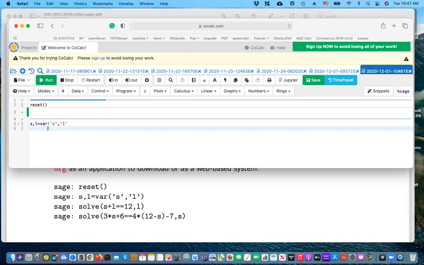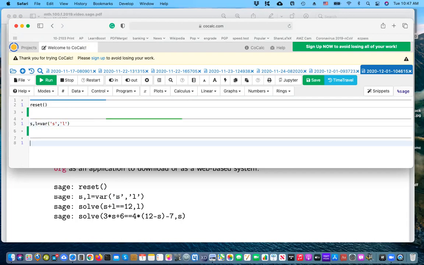Okay, I hit the return button. What happened? Nothing. It put a character return in. Remember this, what I have to do is hit shift return. It executes the command. I want to tell you what this says. S and L are now variables. What do you think S and L stand for? We just did a problem, right? Small and large. All right.